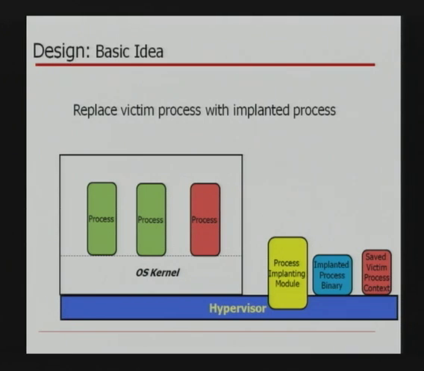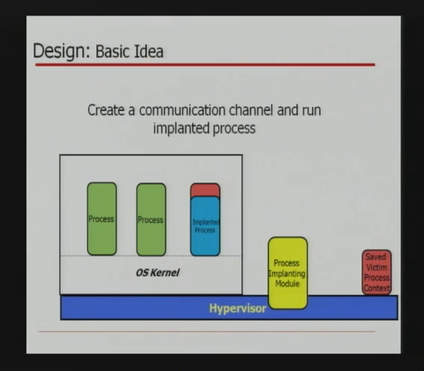And then we will replace the victim process with the implanted process. We will map the implanted process binary into memory, then launch the implanted process and use it to replace the victim process inside the virtual machine. And then we will create a communication channel between the implanted process and the process implanting module, so that the process implanting module can notify when our process should stop its execution.